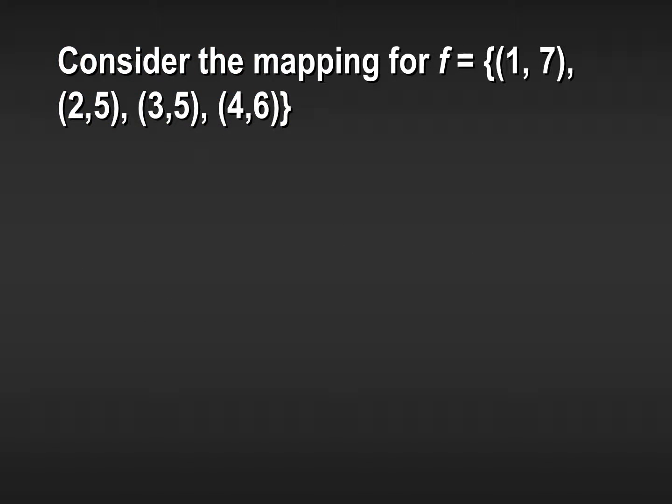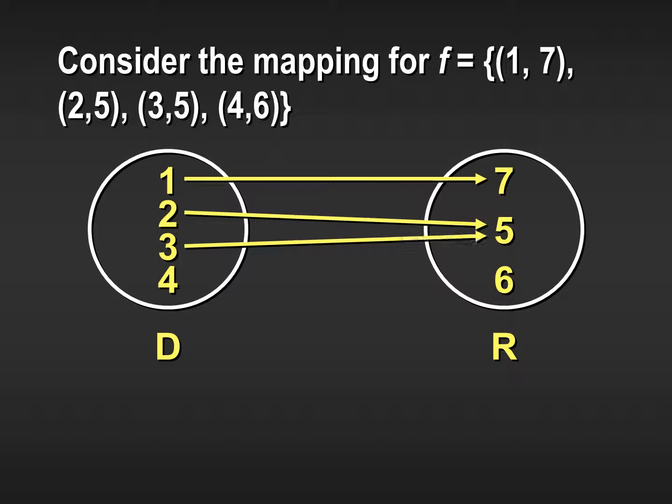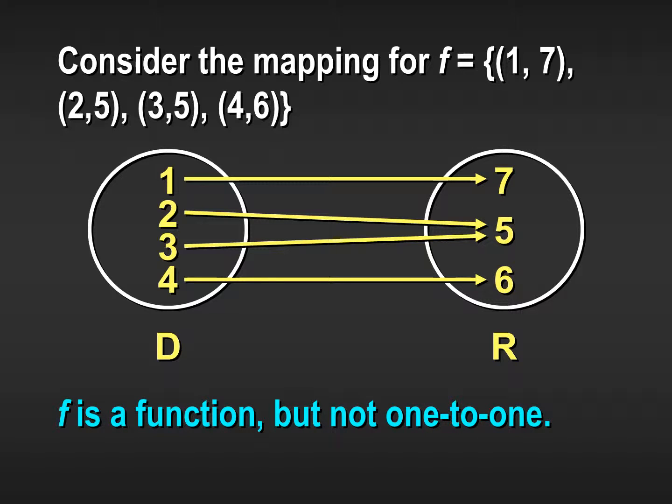So let's look at the function f here, which is (1, 7), (2, 5), (3, 5), and (4, 6). If we look at our circle mapping, where we match our domain with our range, we can see that this is a function. Every x value goes to exactly one y value. However, if you look, 2 and 3 are going to the same y value. They're both going to 5. Now, this is legal in order for it to be a function. However, it's not one-to-one because they're sharing the same y, so they're not supposed to share. So f is a function, but it's not one-to-one.